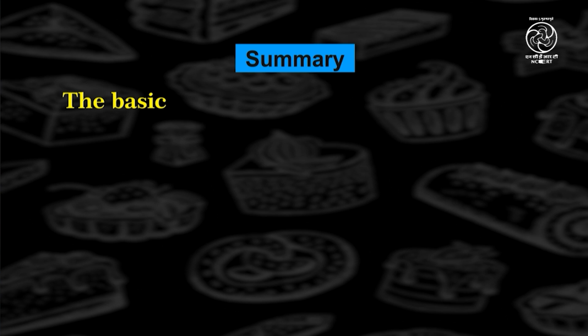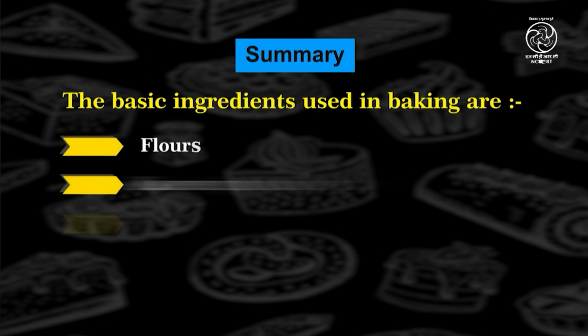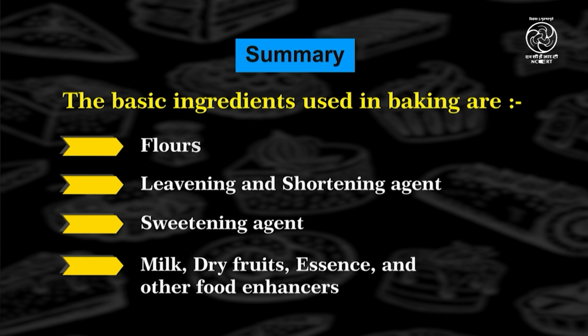So students, let us summarize what we have learned in this lecture. Students, the basic ingredients used in baking are flour, leavening and shortening agent, sweetening agent, milk, dry fruits, essence, and other food enhancers.